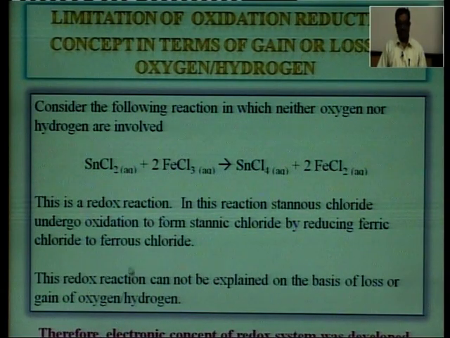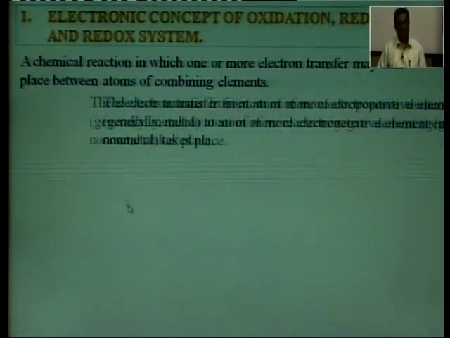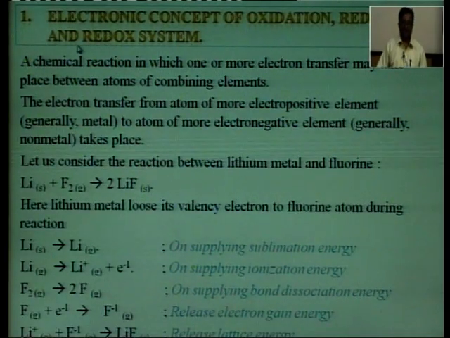Therefore, we are going to define oxidation and reduction in terms of the electronic concept, after the establishment of atomic structure. So, what is the electronic concept of oxidation and reduction, and we will define the redox system in terms of the electronic concept. A chemical reaction in which one or more electrons transfer may take place between atoms of combining elements.